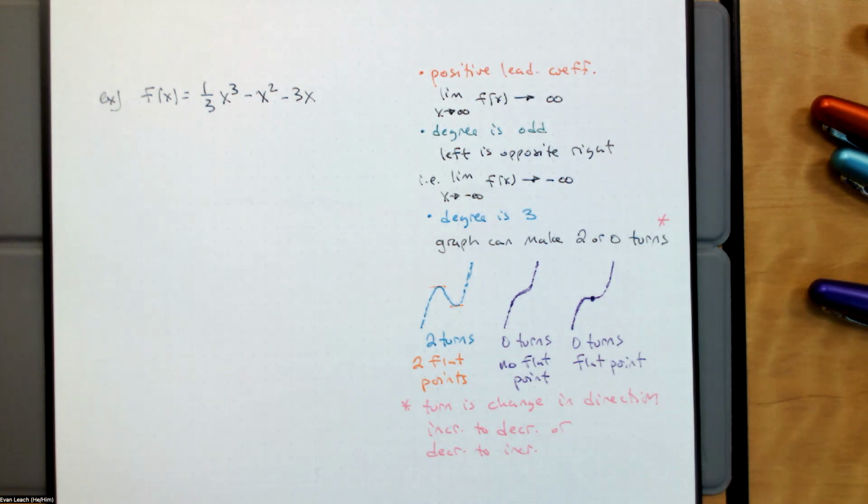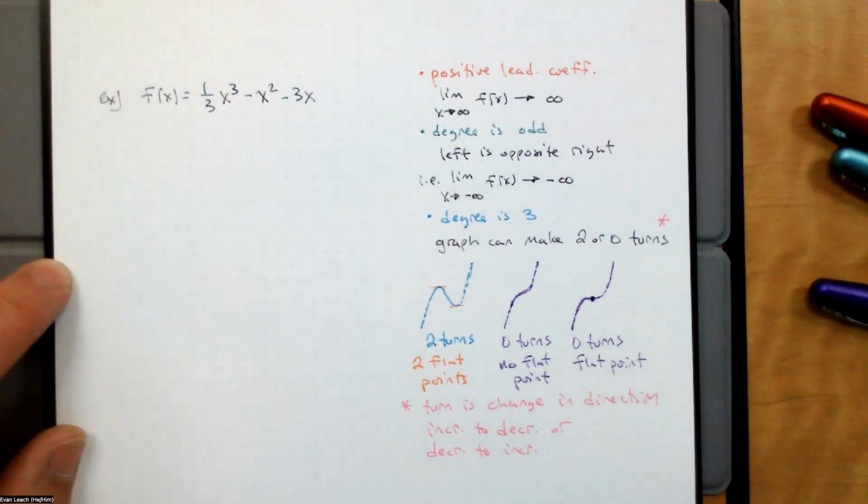Some DVD bonus material. The function changes sign one time. The first term is positive, the second term is negative, the third term is negative. So there's one change in sign. So there's going to be one positive real 0. If we look at f of negative x, that's going to be a negative x cubed, negative x squared, positive 3x. That means it's going to be one negative 0. So now we have a lot of information.